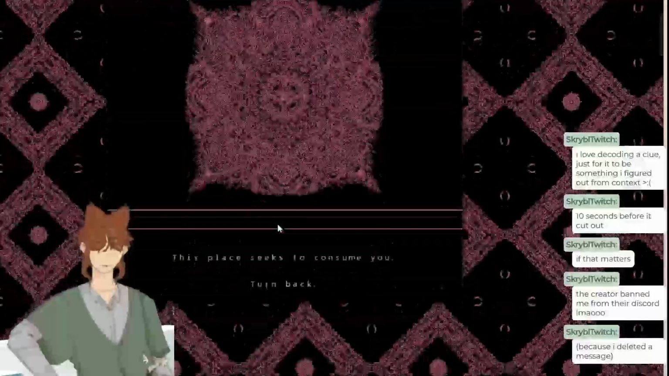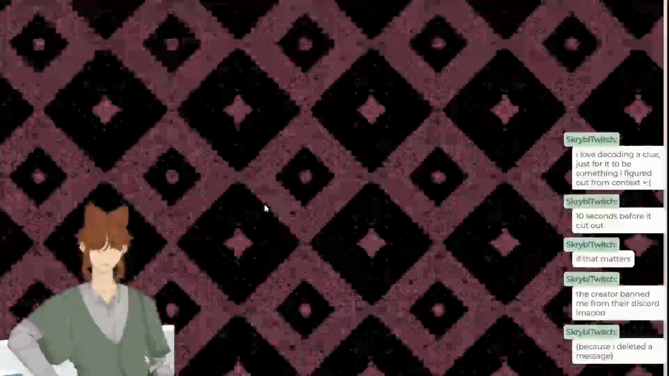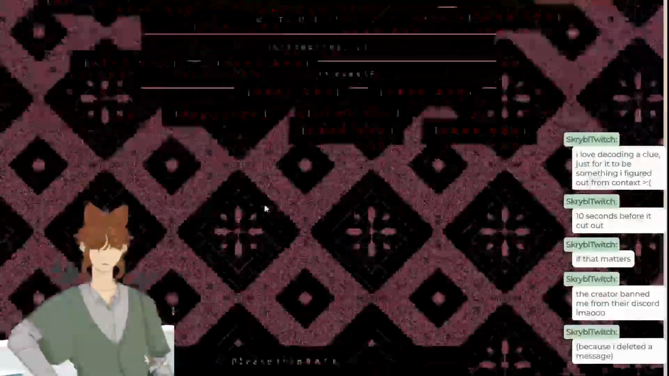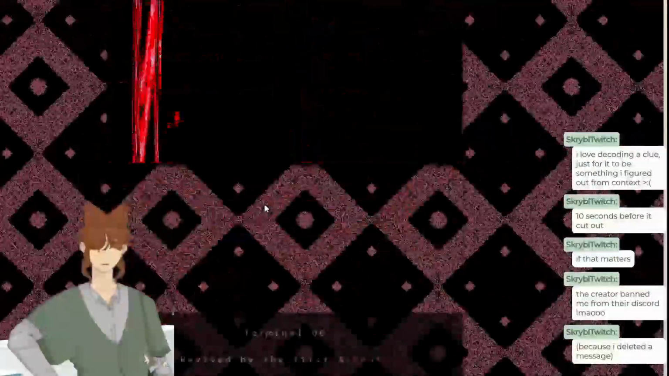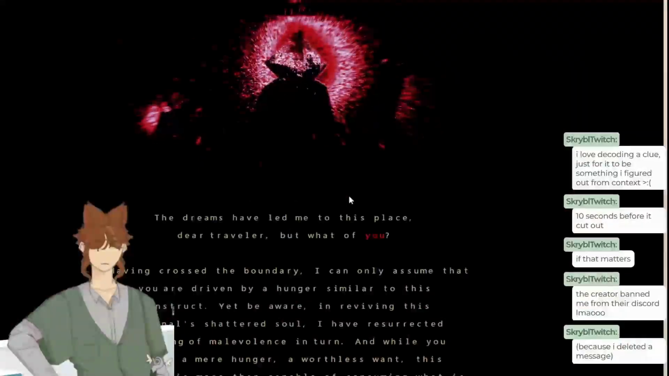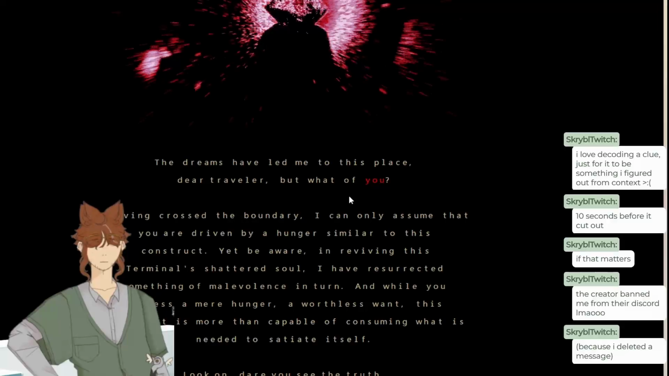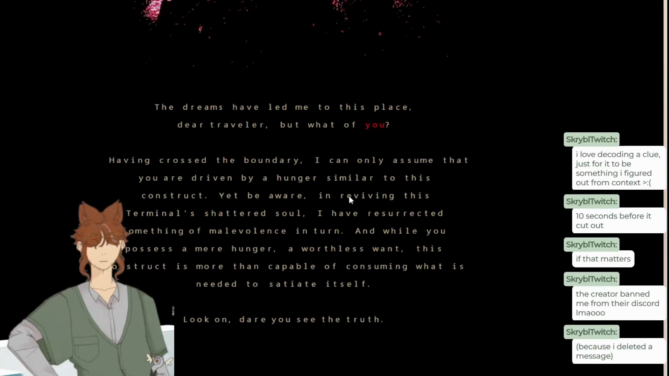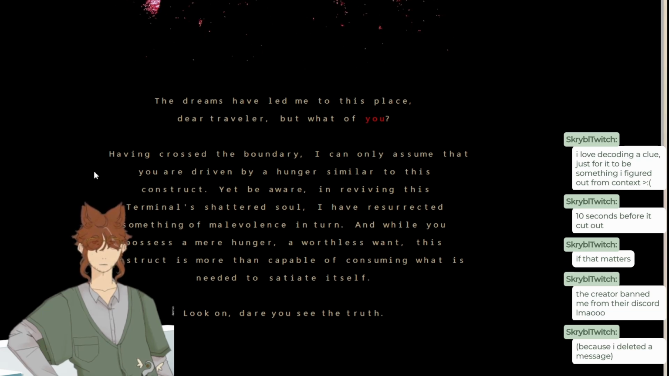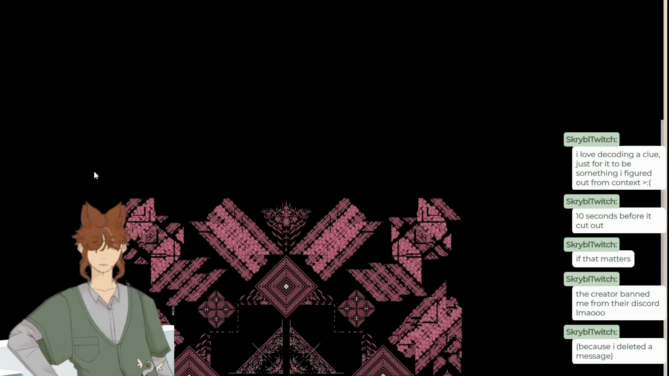Turn back now while you still have time. This is a dead end. Maybe what if I keep... Okay. Okay. The first Archant. Dreams have led me to this place, dear traveler. What of you? Having crossed the boundary, I can only assume that you are driven by a hunger similar to this construct. Yet be aware, in riding this eternal shadow soul, I have resurrected something of malevolence in turn. Will you possess a mere hunger, a worthless want? The construct is more than capable of consuming what it is needed to satiate itself. Look on, dare you see the truth.